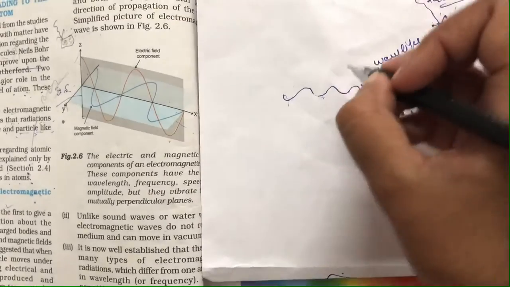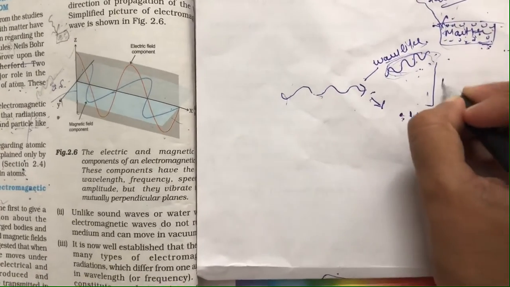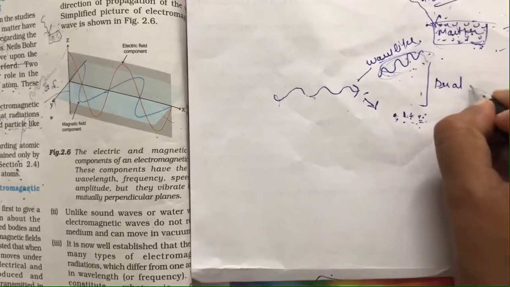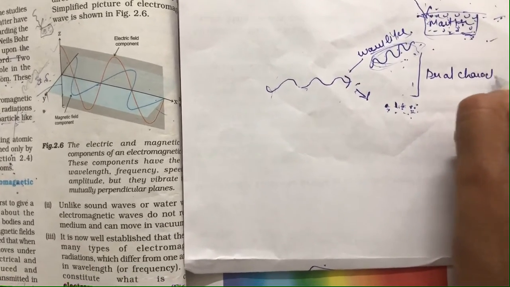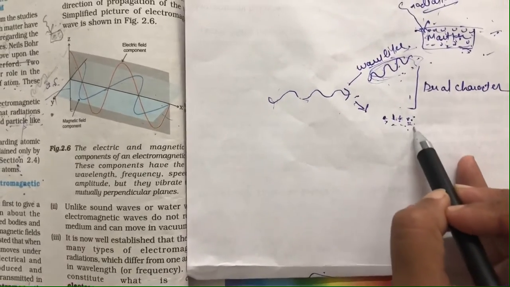So we can say that radiations can have a dual character, meaning they can behave like a wave and also like a particle.